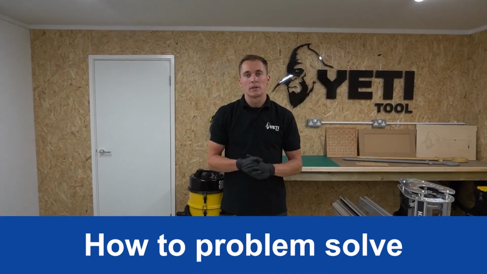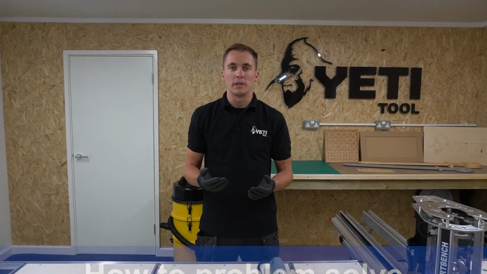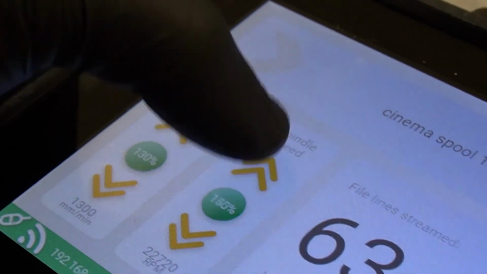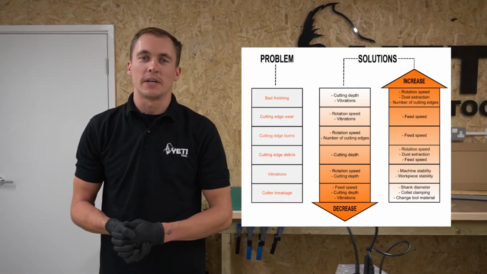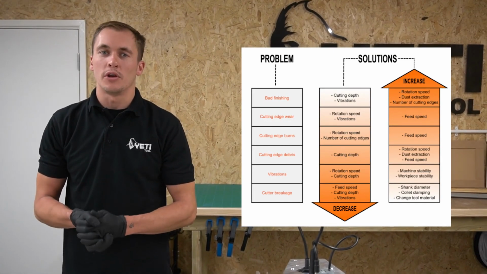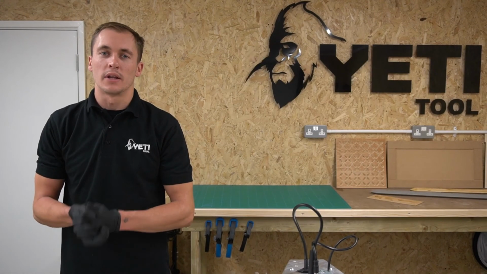Problem solving. You can make adjustments to your feeds and speeds at any time during your job. These can be changed in 5% increments for fine adjustment. If you have any problems related to feeds and speeds and cutting, we've put some extra resources in our knowledge base to help you get to a solution. We've put a link in the description below.